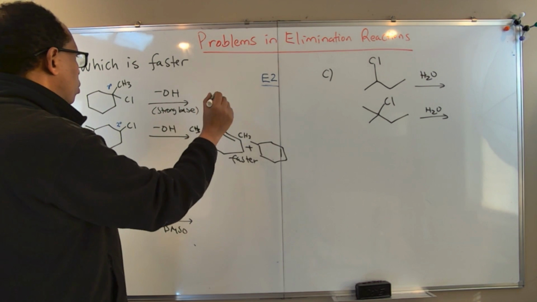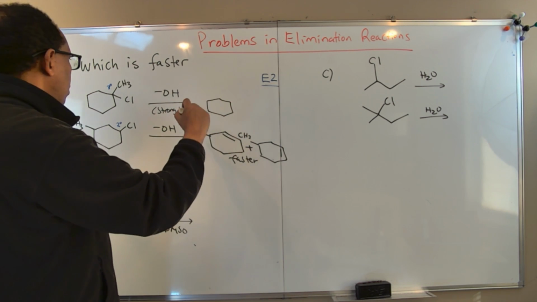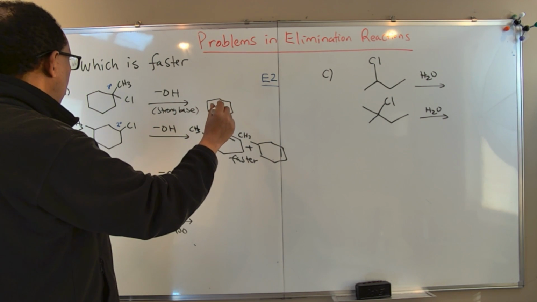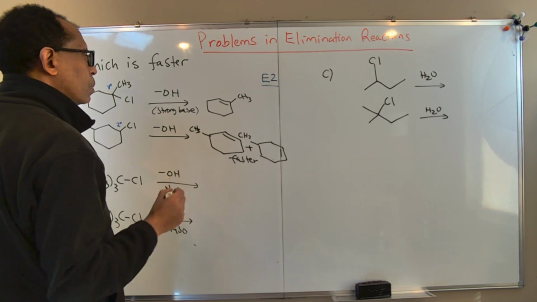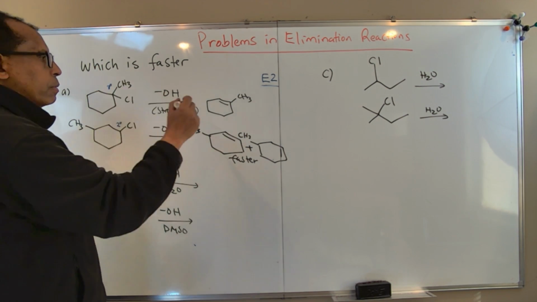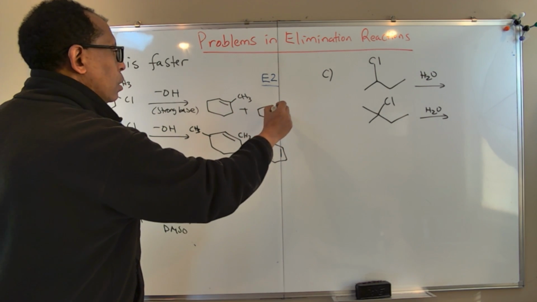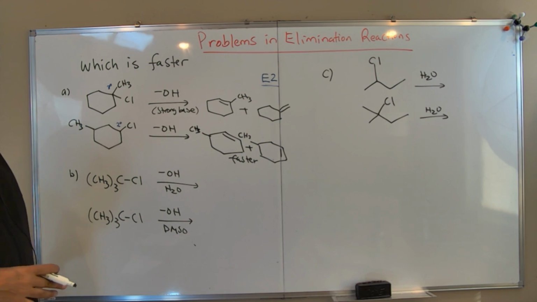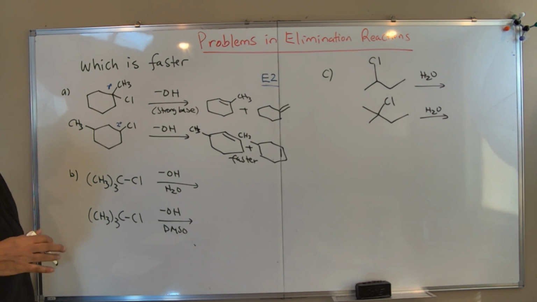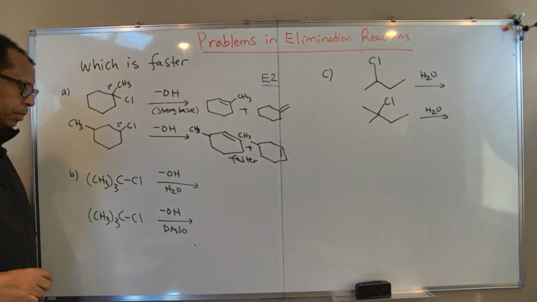So between these two, you get the product for this. I want to give the product for that also. The product should look like we have this. And also if you lose from this one, you should get something like that. So those are the products that you'd get, but overall the reaction is faster for the lower one.